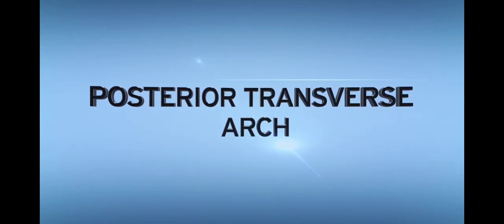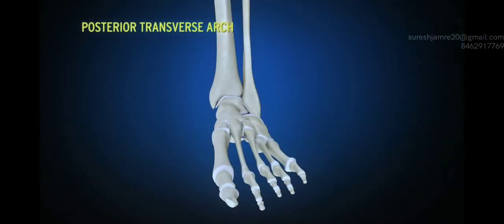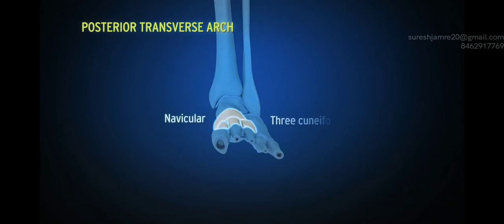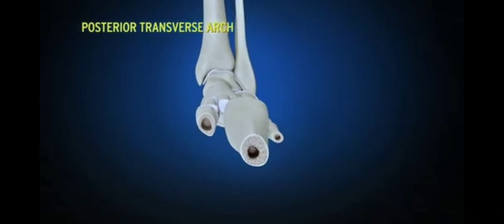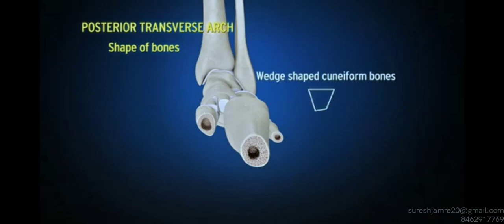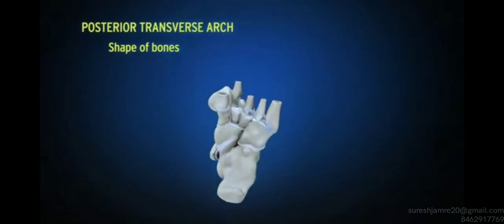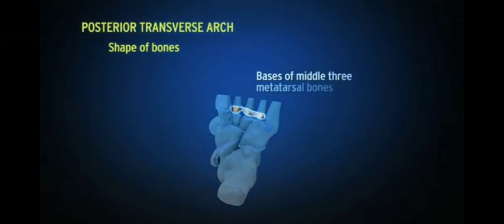Posterior transverse arch. It is formed by navicular, 3 cuneiforms, base and shaft of metatarsals. It is incomplete arch. Arch is half dome-shaped and is raised in the medial side. Shape of bones. Wedge-shaped cuneiform bones and bases of middle 3 metatarsal bones accentuate the transverse arch.